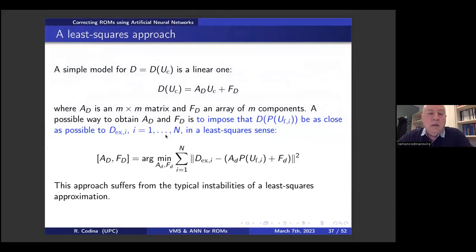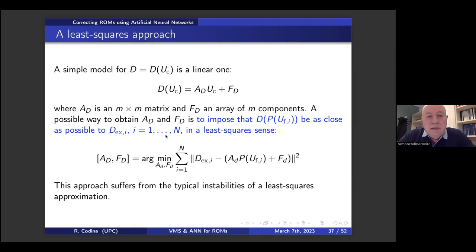So this can be implemented essentially, we have explored the implementation of this idea using two methods. One is a simple least squares approach. In this least squares approach, the correcting term is a linear function. So the model for the correction is the linear one. So D is a matrix AD multiplying the unknown U^C, which is the unknown that we are seeking, plus the forcing term.